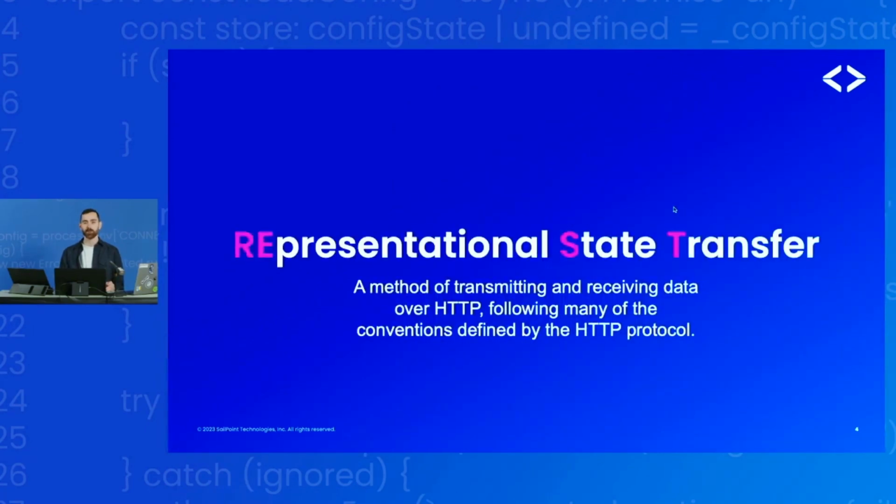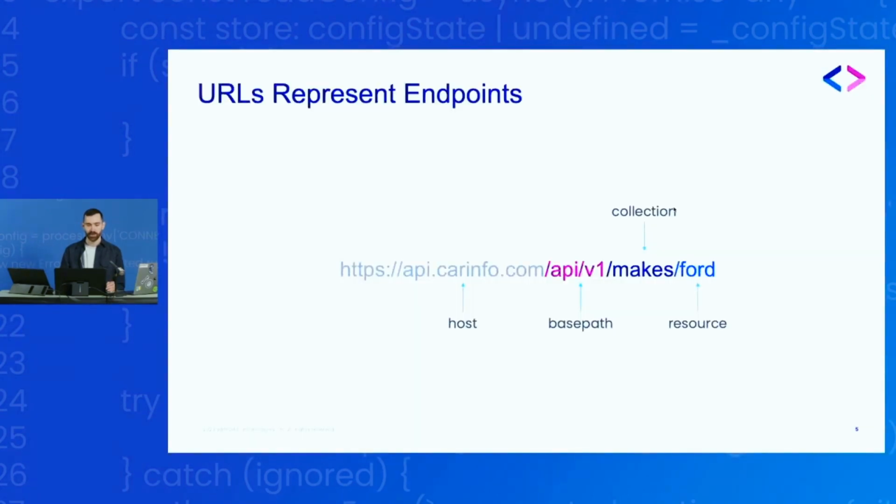So REST stands for Representational State Transfer, which is basically a fancy way of saying communicating data over the HTTP protocol. So in REST, URLs represent something called an endpoint. An endpoint is a very specific resource that you're trying to get information about or take an action on. The endpoint is made up of the host name, so that'll be the host name of whatever company or service you're trying to connect to, followed by a base path, usually like a version number in the base path. This is a very static part of the endpoint that really doesn't change.